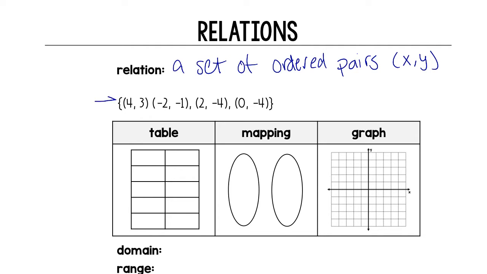Here is our set of ordered pairs right here. And we're going to make those look like lots of different things. So first, let's put them in a table. We're going to always put X on the left and Y on the right. Let's list our points, X, Y, in pairs like this. So we have 4, 3, -2, -1, 2, -4, and 0, -4.